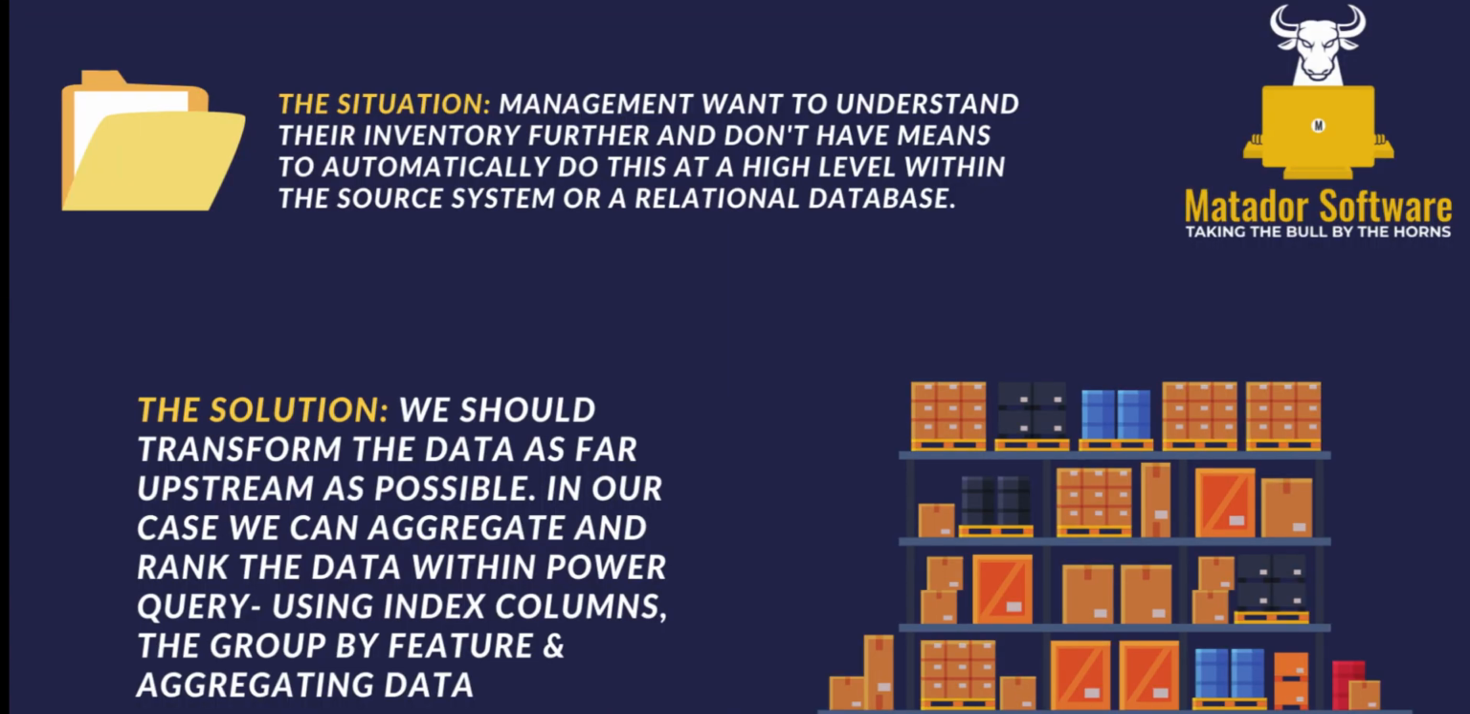We have a real world scenario in which we're going to apply ranking to inventory levels. It's quite a common one: management or stakeholders want to understand inventory further. We don't have the ability to do this at source, in a database, or in any transactional system, so we're going to do it in Power Query, our highest option up the chain. They don't really care how this is done, they just want to see high level rankings by inventory category. So we're going to look at how we do that.